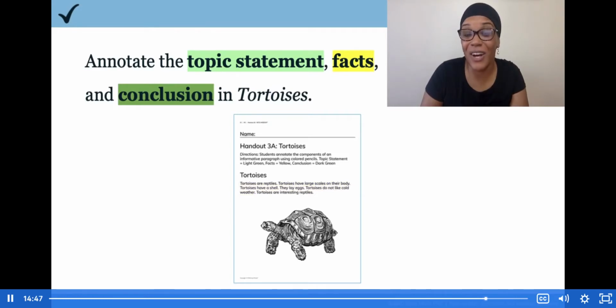Okay, now you're going to follow the same process with annotating the conclusion with a dark green crayon or colored pencil. Did you underline tortoises are interesting reptiles? I bet you did. Now, you will use this structure to write informative paragraphs about many topics, including a response to the focusing question about Aesop's fables.